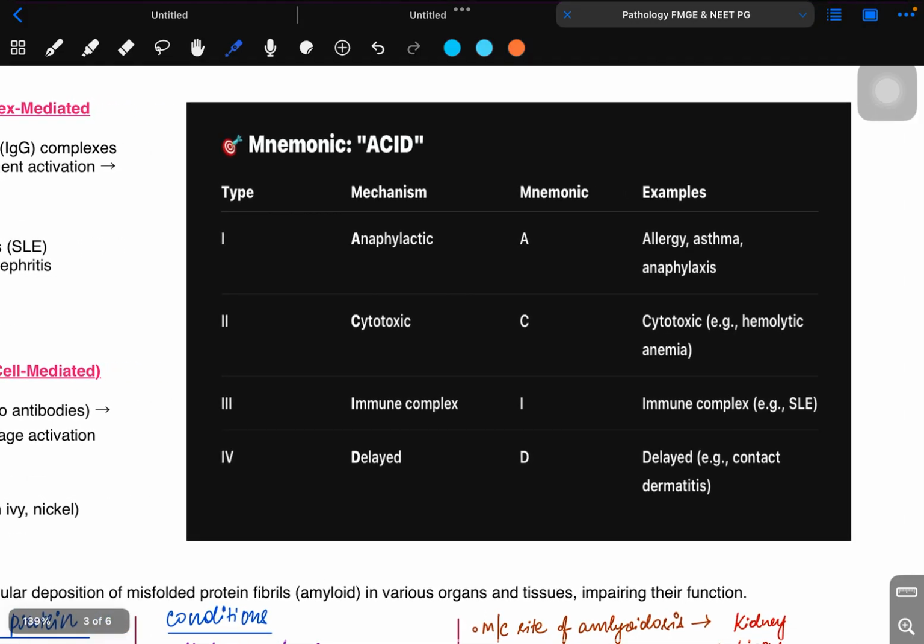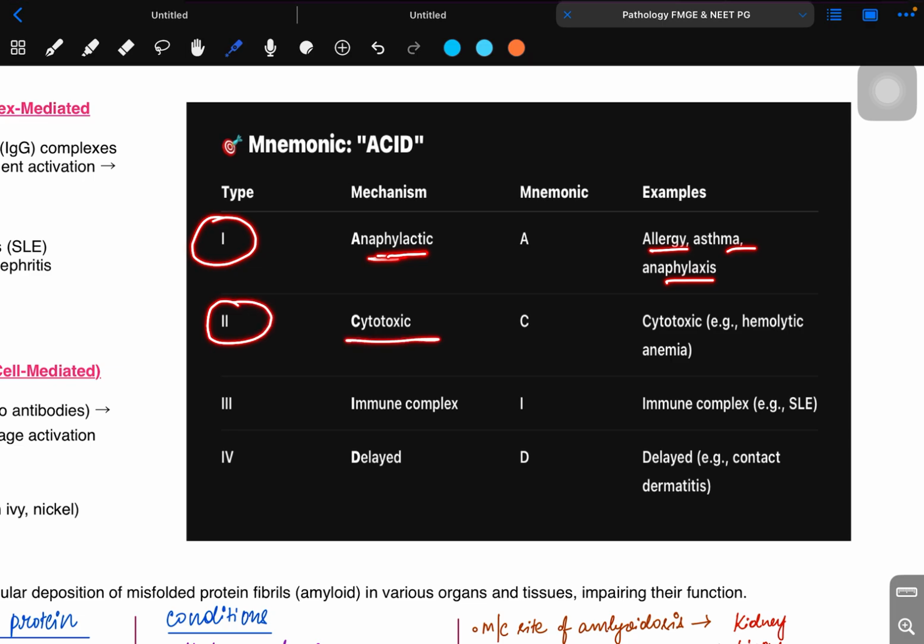So here is a mnemonic for the hypersensitivity reactions, which you can call ACID: type 1 A, type 2 C, type 3 I, and type 4 D. It is the mechanism which is represented by the mnemonic. So A for anaphylactic. So type 1 is anaphylactic. Examples are allergy, asthma, anaphylaxis.